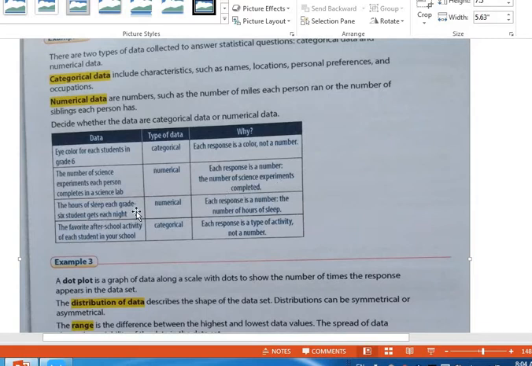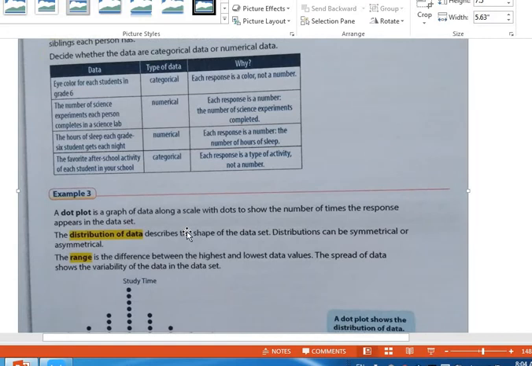The hours of sleep each grade 6 student gets each night. It's numerical because I need the numbers. Each response is a number, the number of hours of sleep. The favorite after school activity of each student in your school. Of course, the answer will be categorical, the type of activity, not a number.